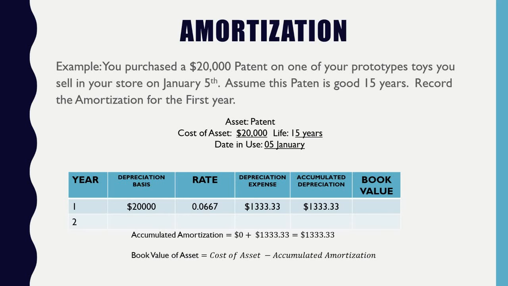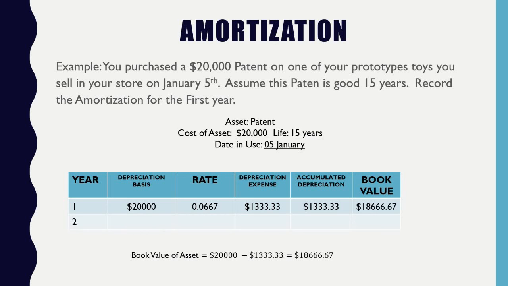Okay. Same thing here, right? It's still going to be the same. Accumulated amortization is going to be the same concept. And then book value, right? If my asset cost me $20,000 and I so far used, or it held its life for a year, right? So now I need to subtract the 1,333.33 to get 18,666.67. Okay.